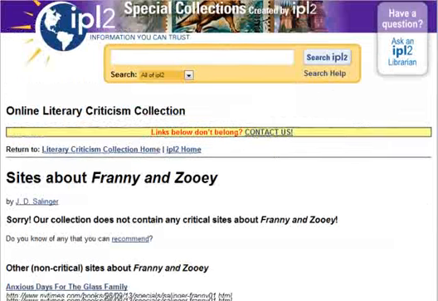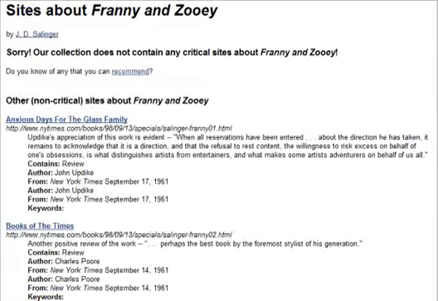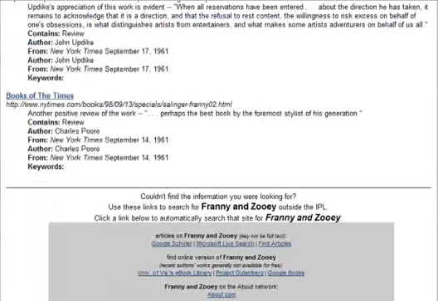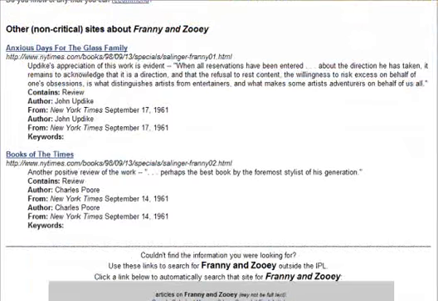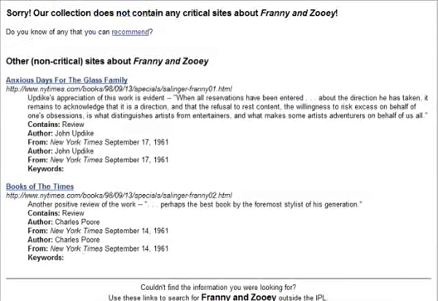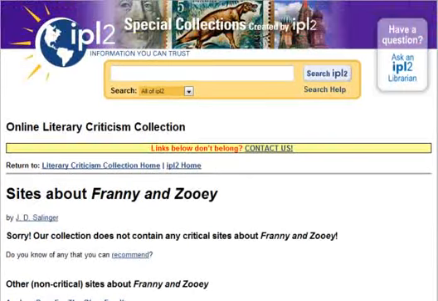For instance, I clicked on Franny and Zooey, and there don't seem to be any critical sites about that work, but there are other sites. I recommend looking at the other sites, as sometimes what we have termed as not literary criticism still has stuff that you could use in a very useful way within a paper. For instance, these are reviews in the New York Times from when the book was originally released, which could be very useful, especially if you're writing something about how the book was received. They do offer insights, so make sure you check all the resources that are on a specific work or an author's section, even if they're not technically called critical sites.